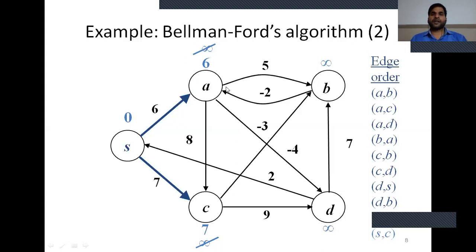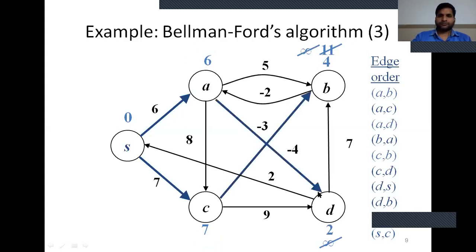Now the following step is here, like A to B. We find the following edges in order: AB, AC, AD, BA, CB, CD, DS, DB. Now we select the first edge, which is the minimum with path value. AD is the minimum with path value.